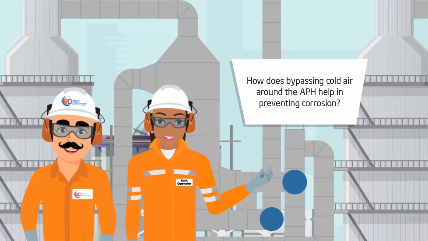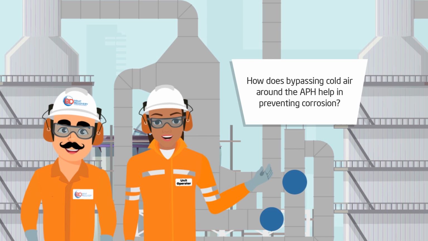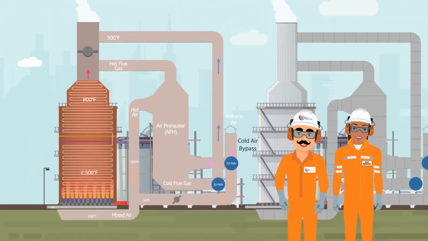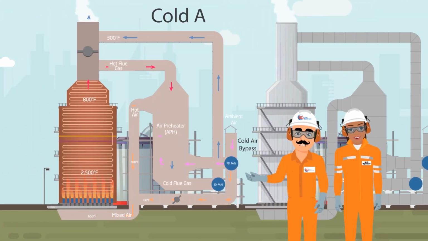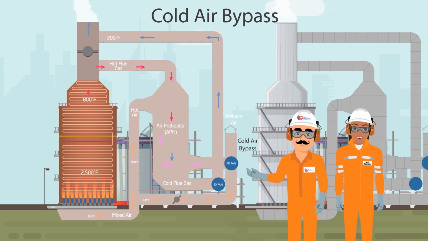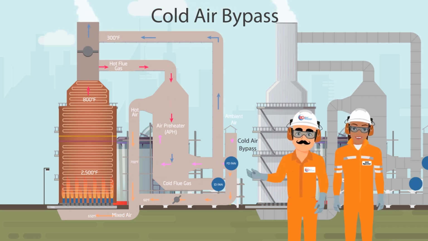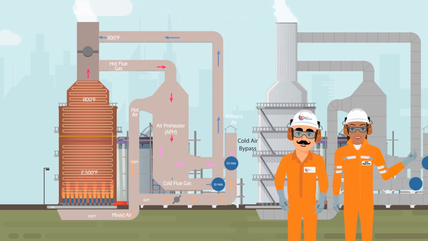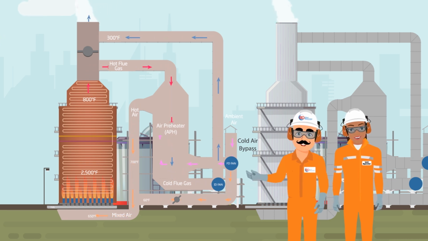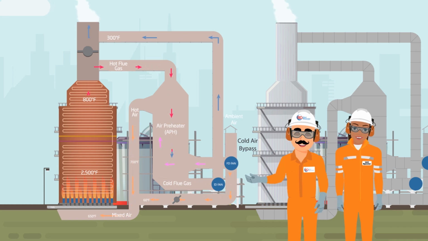How does bypassing cold air around the APH help in preventing corrosion? Bypassing a percentage of the cold combustion air around the APH helps to maintain the flue gas outlet temperature at or above the original design temperature. This is especially useful when reduced firing is required due to lower product flow. It can also be used when the ambient temperature drops, helping to maintain the cold end metal temperatures. The reduced airflow also decreases the heat transfer between the flue gas side and the air side, which is also beneficial in maintaining a higher metal temperature.